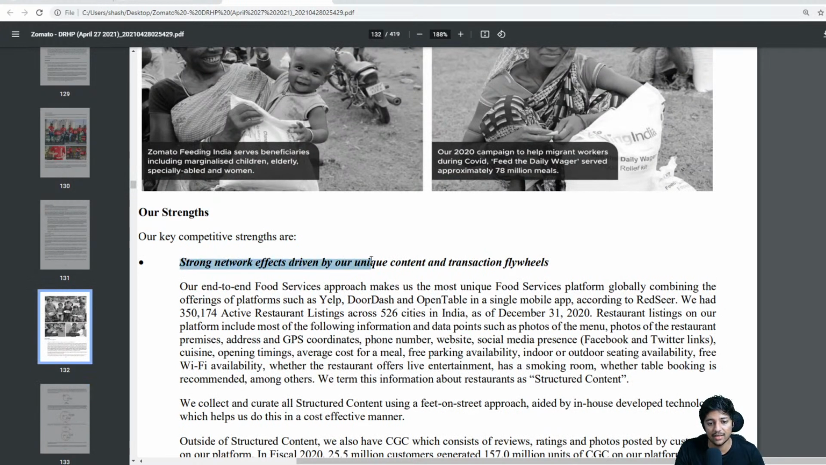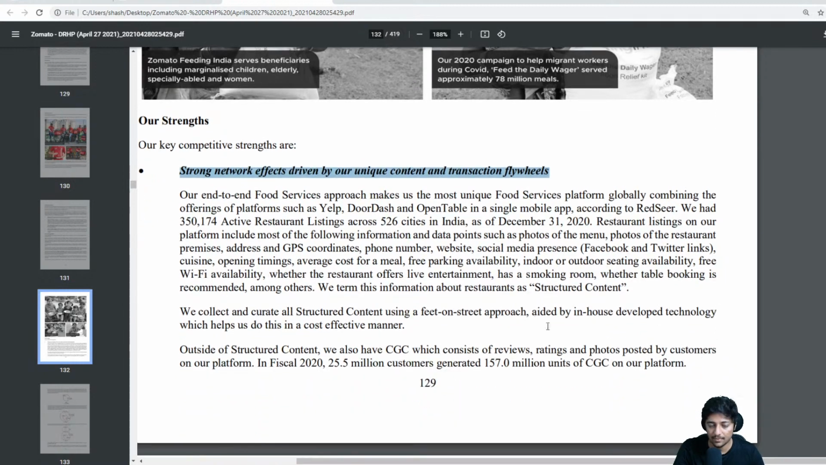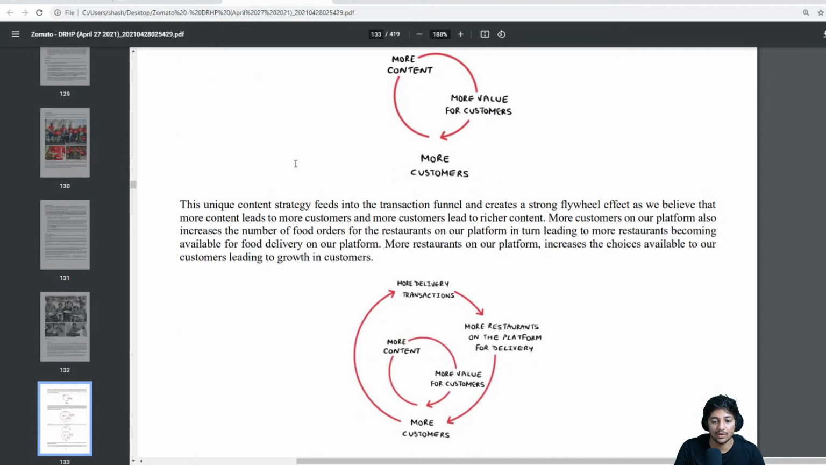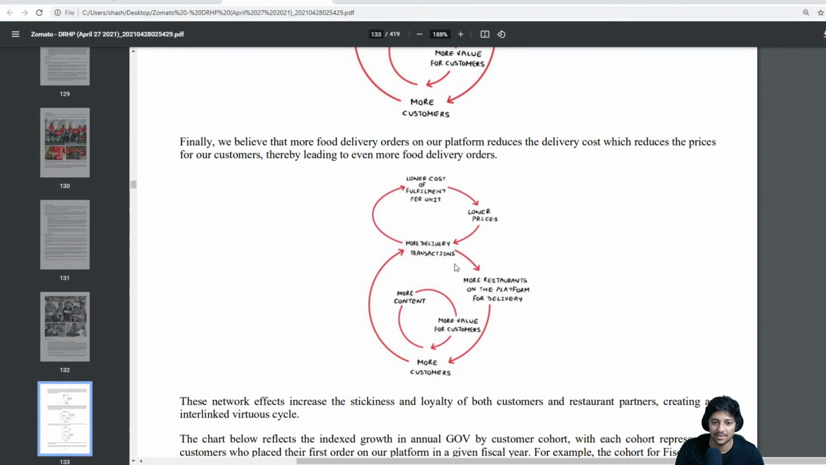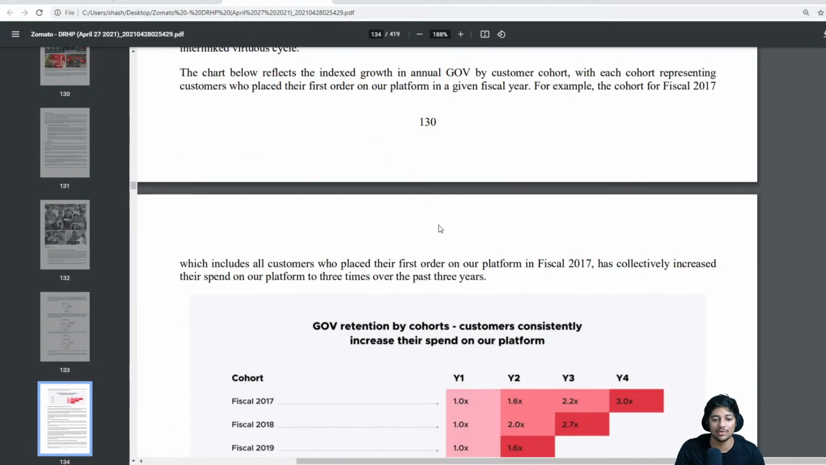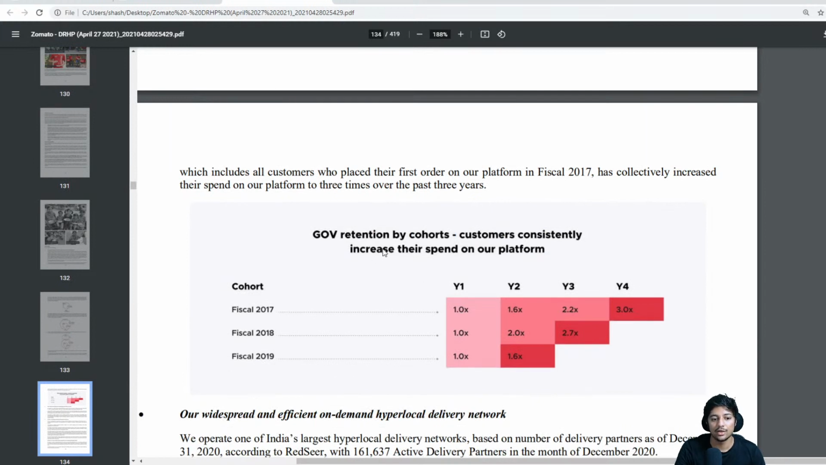Strong network effect driven by a unique content and transaction flywheel. So basically everything is structured in such a way that it is a full loop. It is a proper flywheel. Then you keep going down: more content equals more value for customers, equals more customers. So they keep doing a lot of content, home delivery transactions. Again, see how this flywheel works. It's crazy. This is the secret of Zomato sauce, they call it the Zomato secret. This is how they do it. GOV retention by cohorts. Customers consistently increase their spend on our platform.